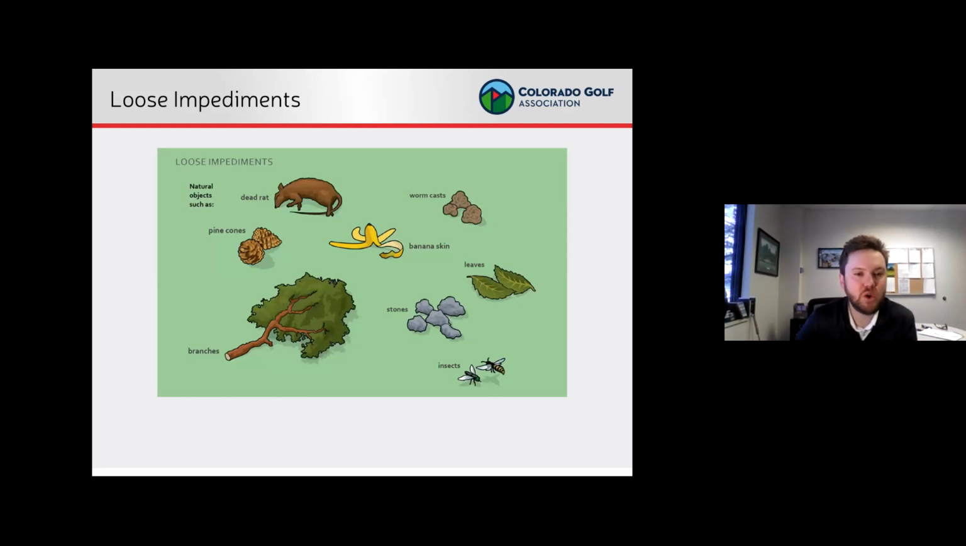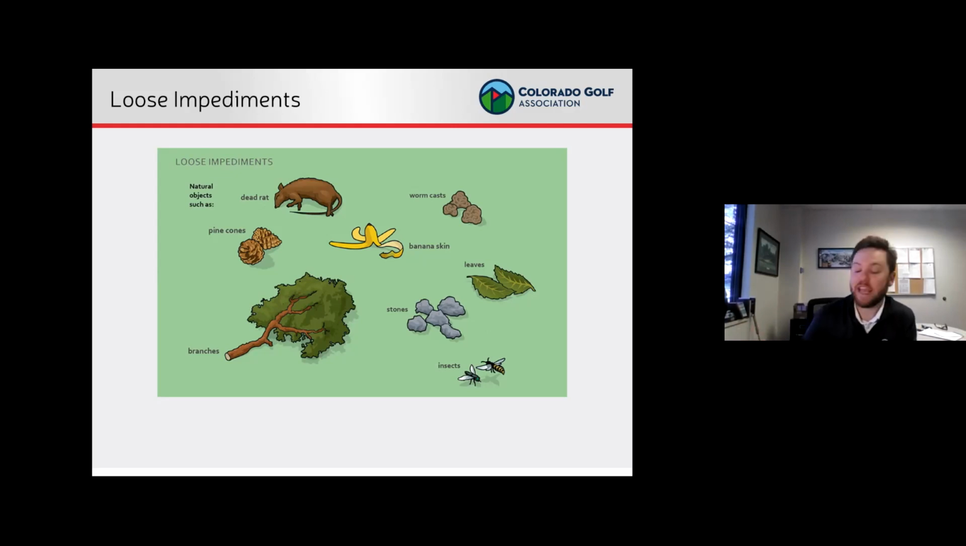Here, and I always get this question, so I figured I'd throw it in. Someone says, oh, there's a banana skin there. Well, we're in Colorado. There's no banana trees. So that can't be a loose impediment. Again, go back. Is a banana peel a natural object or is it an artificial object? Banana peels come from the ground. The earth produces those. Those are not man-made. Therefore, they're loose impediments. It doesn't matter if there's not a banana tree within 500 miles.